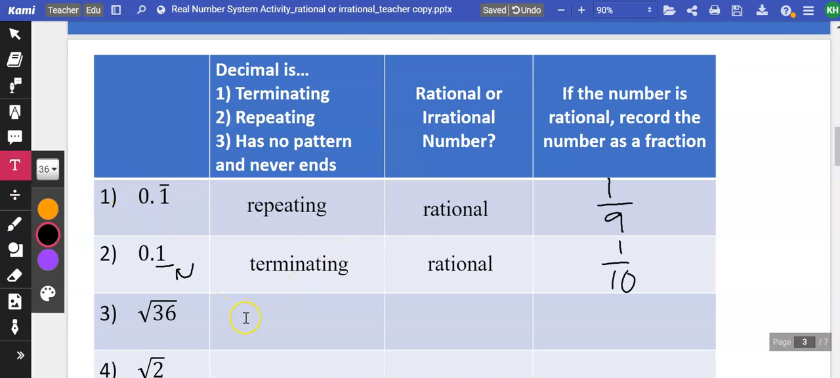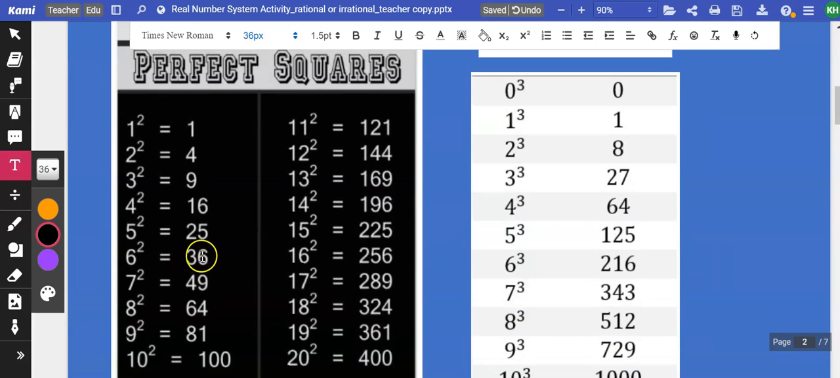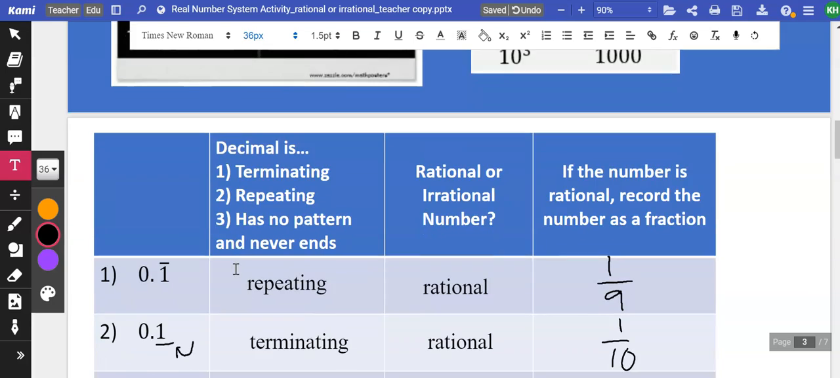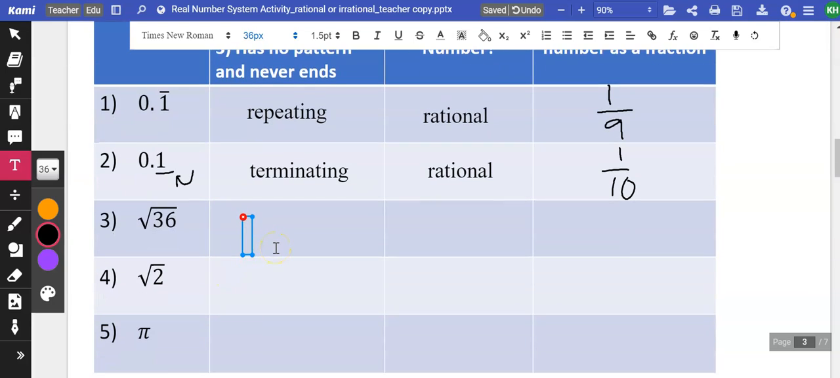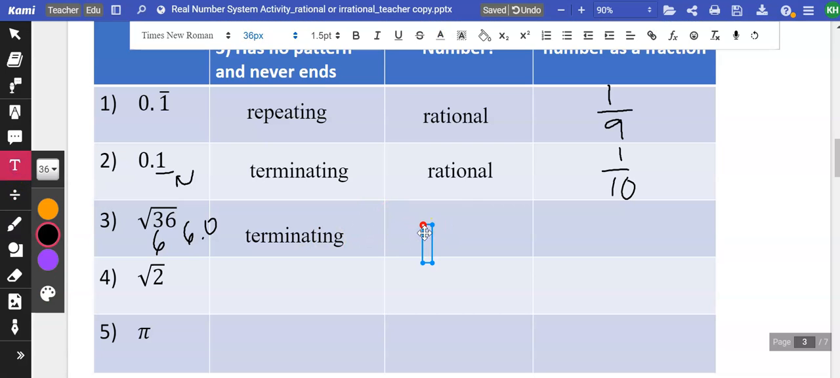Let's look at example 3, the square root of 36. So let's look back at our chart. 36 is a perfect square. So if you take the square root of 36, we'll get an integer, 6 and negative 6. So we're going to say that it has a terminating decimal. If I wrote it, it would look like this, 6, or you could say 6.0. The decimal ends. And then we need to determine if it's rational or irrational. Well, terminating and repeating decimals can both be changed to fractions, so that's a rational number. And then we need to write this as a fraction.